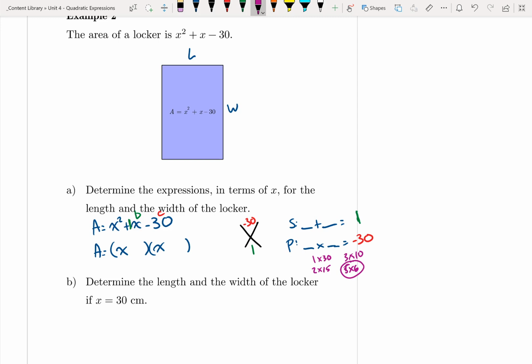We want -30. So again, similar to the last example we just did on the last page, we talked about if I'm looking to multiply to a negative number and they have to add to a positive, that means one has to be negative, one has to be positive, but the larger one needs to be positive. So in this case, it would be 6 times -5 and 6 plus -5, which gives us 1. So that does work. So we have 6 and -5. Take those two answers, plug them back into our brackets. So +6 minus 5.